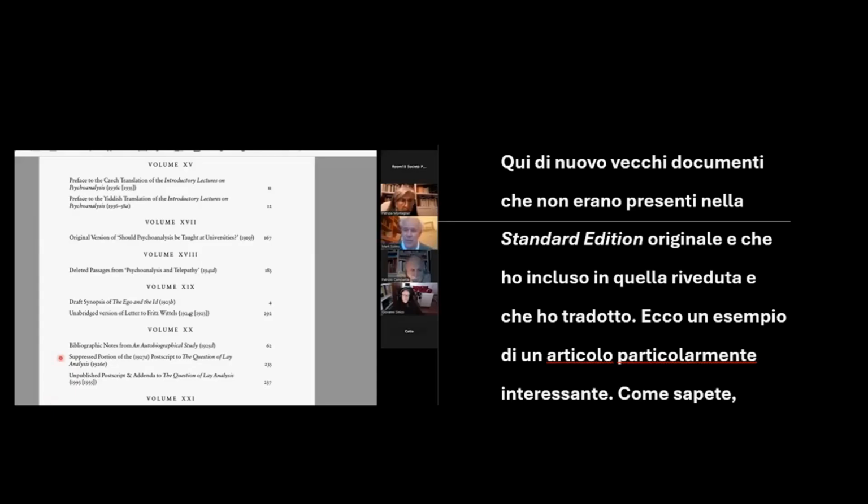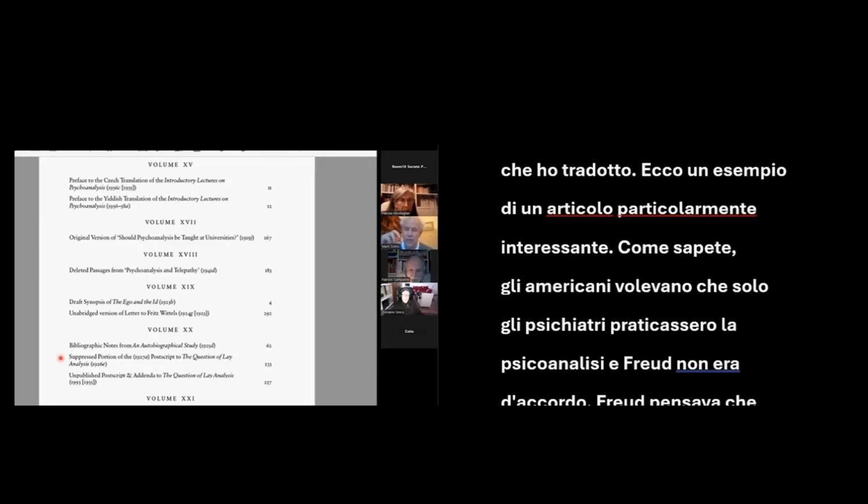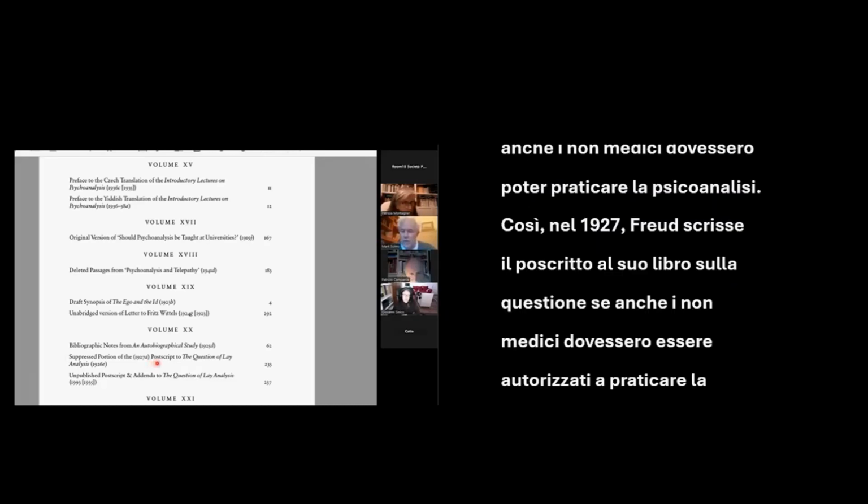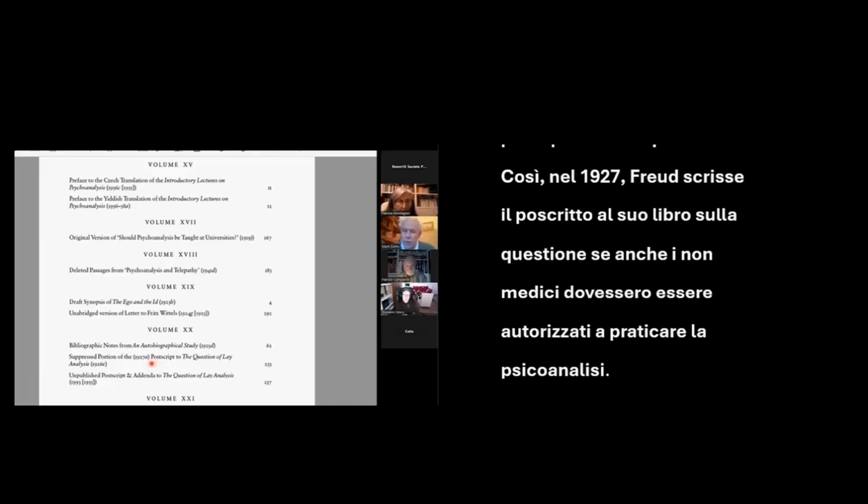Here is an example of a particularly interesting paper. Freud, as you know, the Americans wanted only psychiatrists to practice psychoanalysis, and Freud didn't agree with that. Freud thought non-doctors should be able to practice psychoanalysis. So in 1927, Freud wrote a postscript to his book on this question of whether non-doctors should be allowed to practice psychoanalysis.